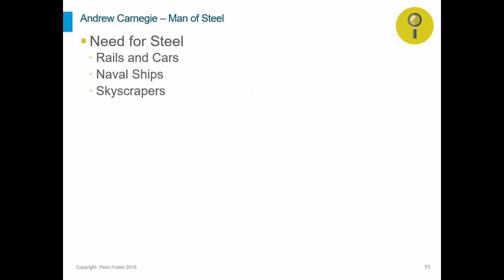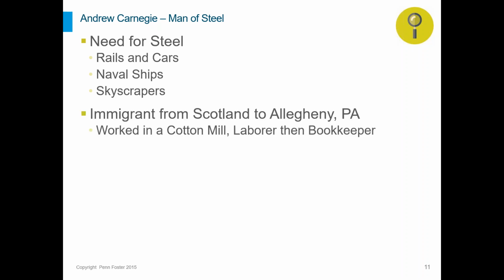He makes his money based on the need for steel, that he's able to very much prosper on what was perceived as a need for steel for new railroads, for new cars, for new naval ships for the U.S., for new skyscrapers that are being built in cities across the country. So Carnegie, much like Rockefeller, has very humble beginnings, moving from Scotland to Allegheny, Pennsylvania.